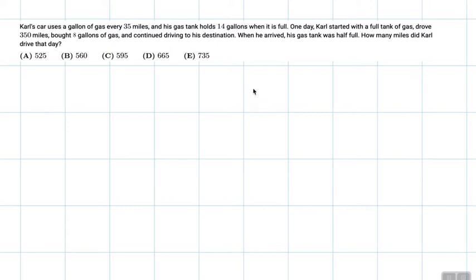So, important information that we need here. He had a full tank, he drove 350 miles, bought 8 gallons, then continued driving to the destination. First we can find out how many miles he can drive on a full tank. If he drives 35 miles per gallon and a full tank holds 14 gallons, you multiply miles by gallons. And so he can do 490 miles on a full tank.